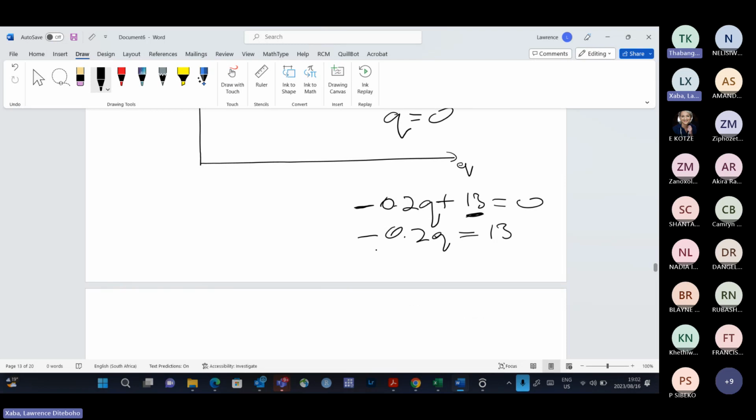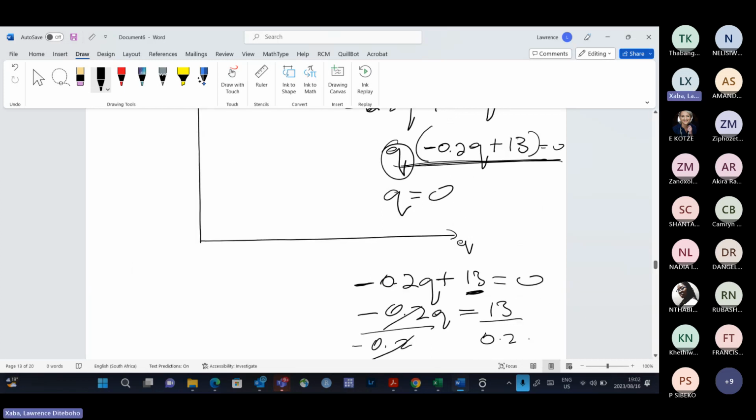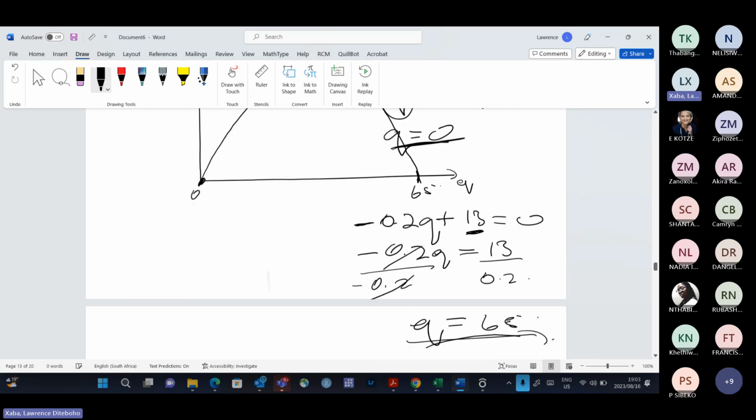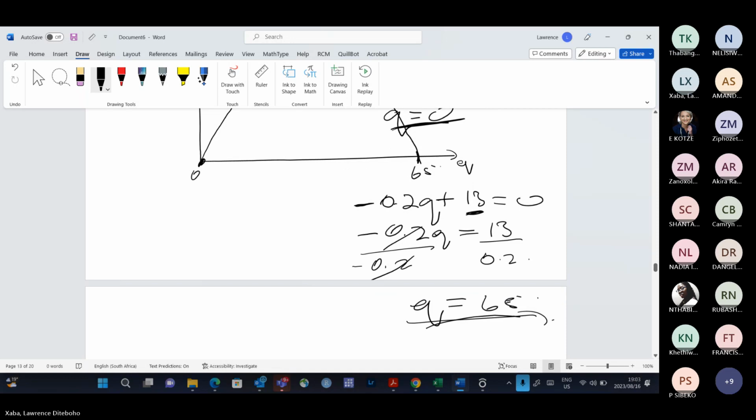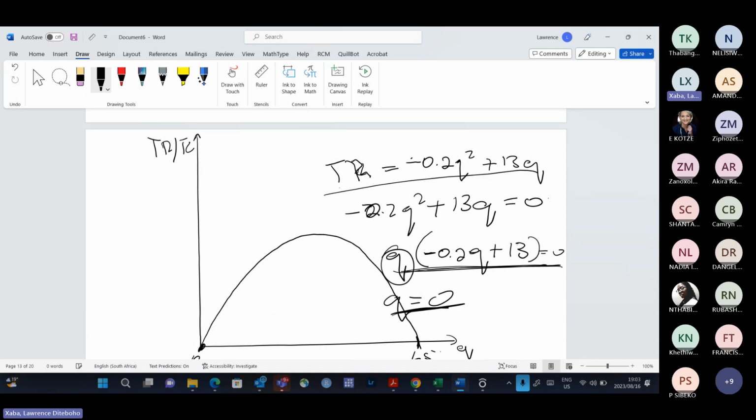Then what do we do now? We simplify this by dividing by negative 0.2. Then we end up having q equals 65. So we have 0 here and 65 here. It means our graph, as it goes, passes through 0 and 65. That is our first graph of total revenue. Questions?